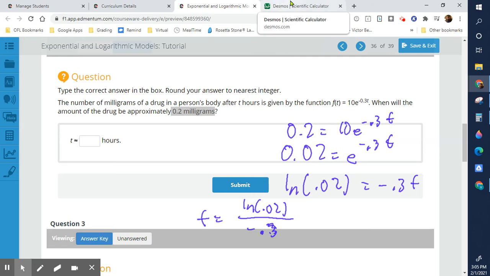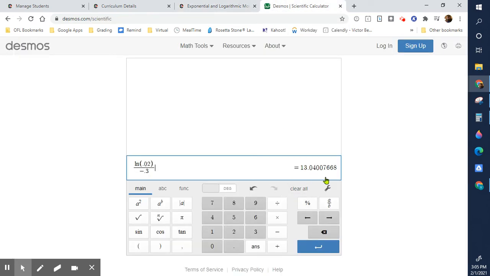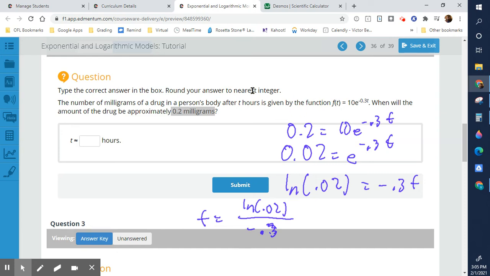Negative 0.3. And we get 13.04. Is it 2 decimal places? Nearest integer. All right, so nearest whole number. So we want 13. It takes about 13 hours for the human body when amount of drug is administered.